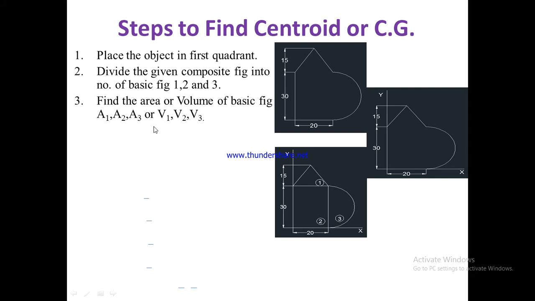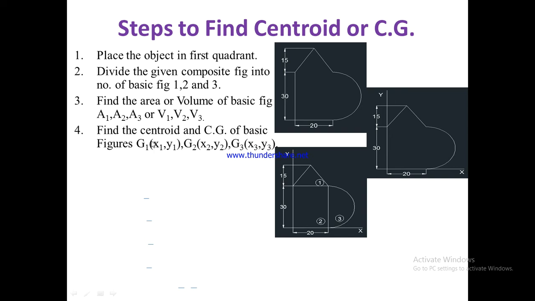Third step: find the area or volume of the basic figures and name them A1, A2, A3, or for volume V1, V2 and V3. We are studying the steps to find the centroid or center of gravity. For the centroid, we have to calculate the area. For the center of gravity, which is applicable to a solid body, we have to calculate the volume. In the diagram we have only considered a plane lamina, so here we have to calculate the area of this triangle, called A1, the area of this rectangle, which we call A2, and A3 will be the area of this semicircle. So here is the third step.